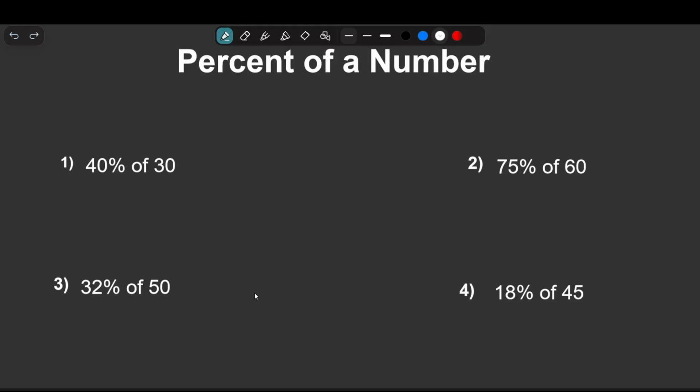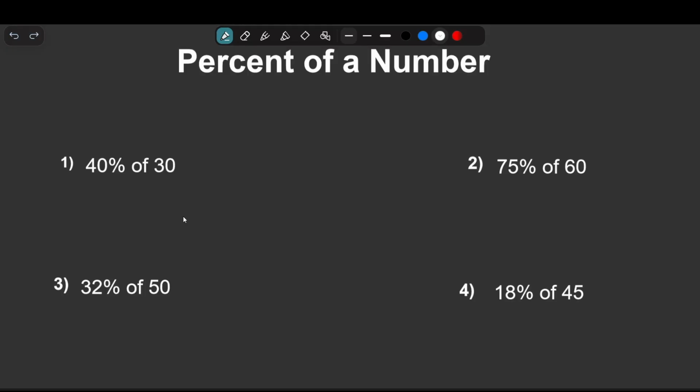So let's jump right into number 1, where we have 40% of 30. I'm going to do the first two with fractional form and the last two with the decimal form, so you guys can understand both of the methods all together. So for the first one, we have 40% of 30.